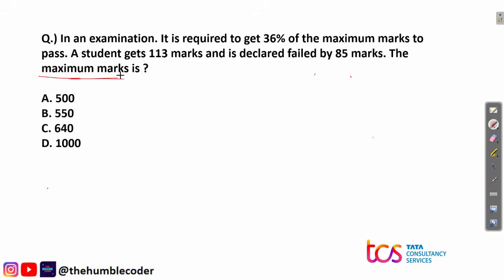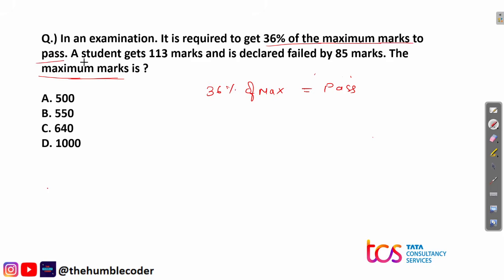First of all, let's take the data which is given to us. In an examination, it is required to get 36% of the maximum marks to pass, right? So 36% of max marks is passing marks. What it is said is 36% of the max marks to pass, which means that 36% of the maximum marks will be our passing marks.